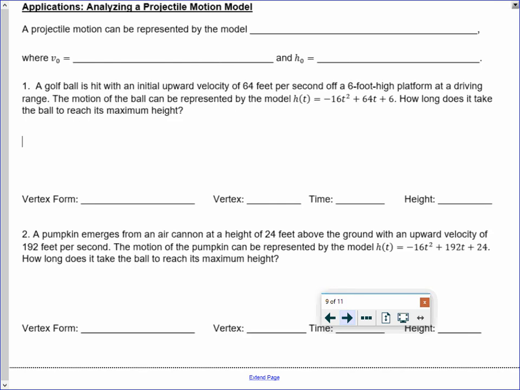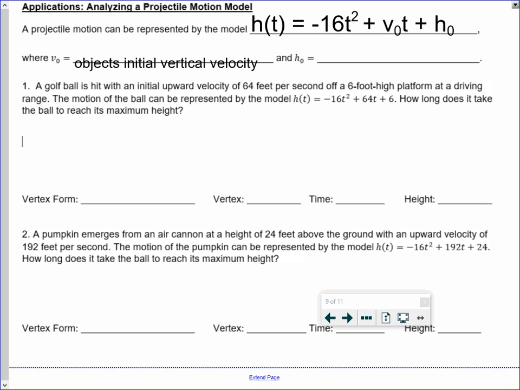Going on, now we're going to look at a word problem. We're going to look at how to actually apply this to real world scenarios. So, applications: analyzing projectile motion. Projectile motion can be represented by the model h of t equals negative 16t squared plus v of 0 t plus h of 0, where v of 0 is the object's initial vertical velocity, and h of 0 is the object's initial starting spot.